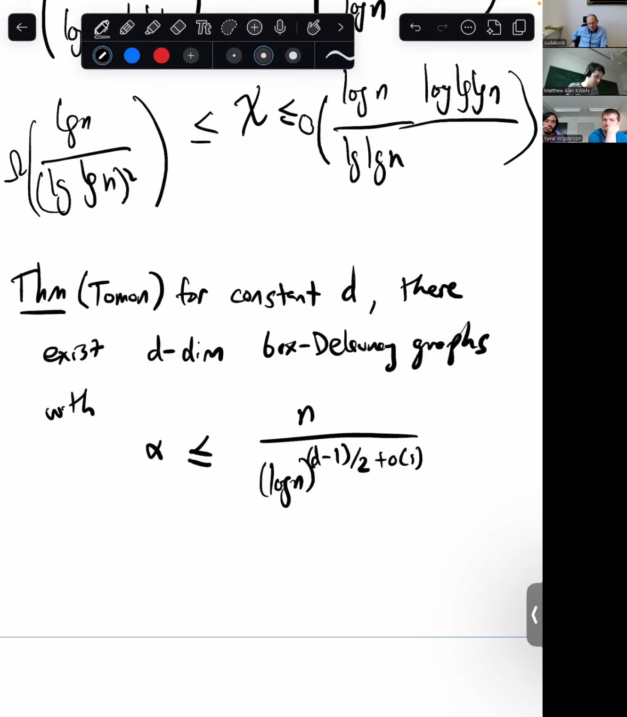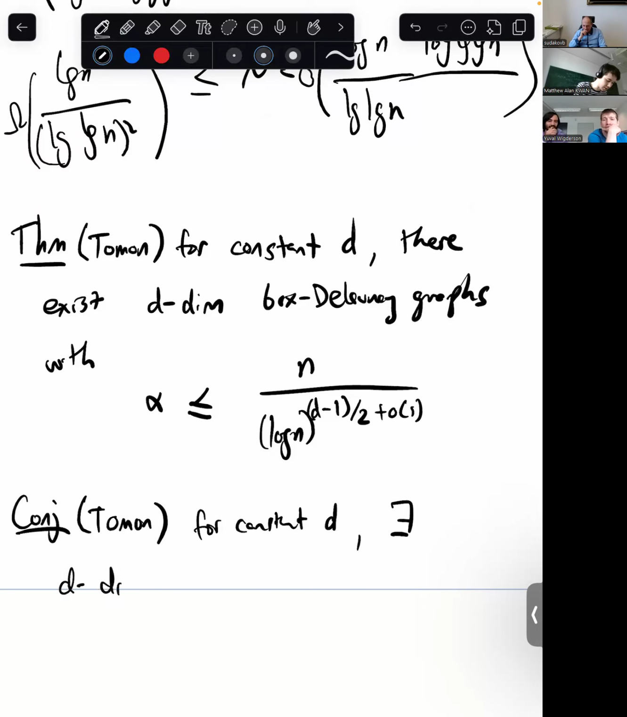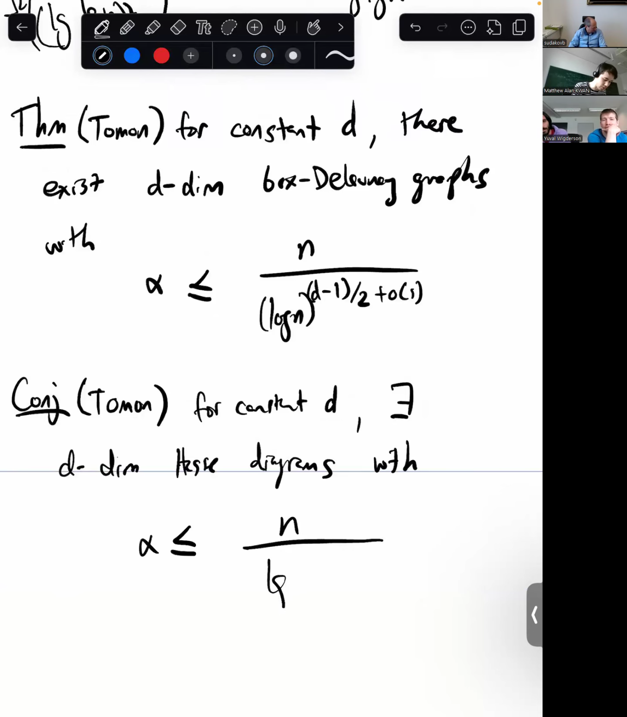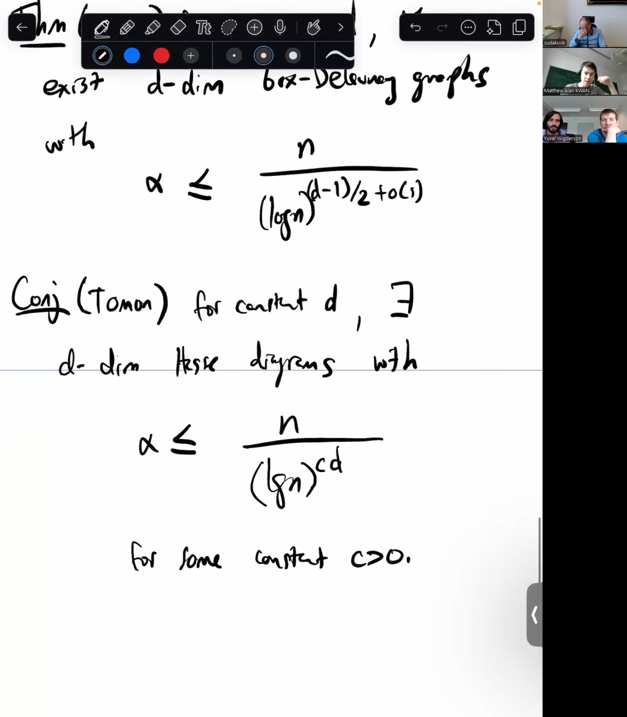And this is not very easy to prove. Another thing is that most of the time there doesn't seem to be that big of a difference between Delaunay graphs and Hasse diagrams, because we've seen that a Delaunay graph is really just a finite union of Hasse diagrams. But for this particular theorem, his proof really depended on Delaunay graphs. He wasn't able to handle Hasse diagrams, but he made a conjecture that you can do the same for Hasse diagrams. So he conjectured that, again, for constant d, there exist d-dimensional Hasse diagrams with the same kind of bound, with alpha at most n over log n to some linear function of d, for some constant c. So that you get the same qualitative type of behavior.